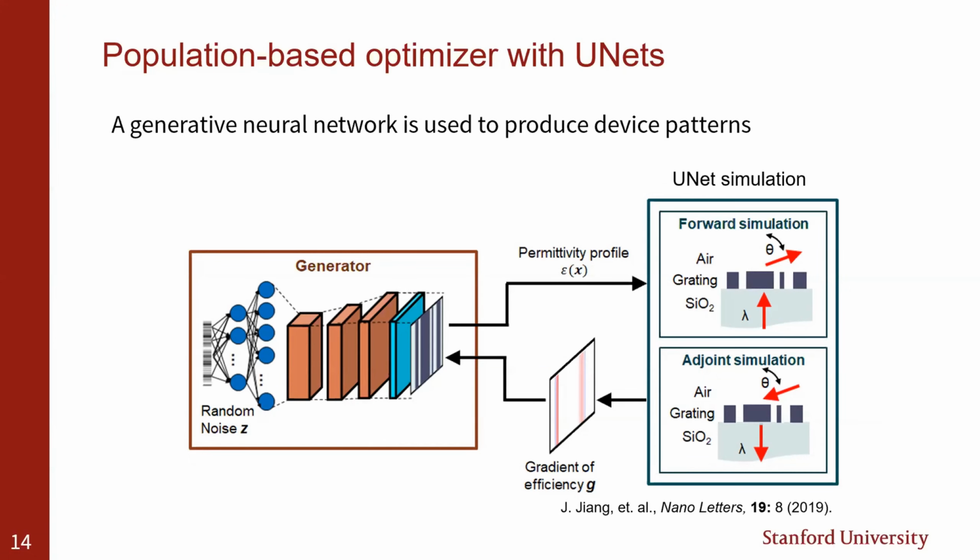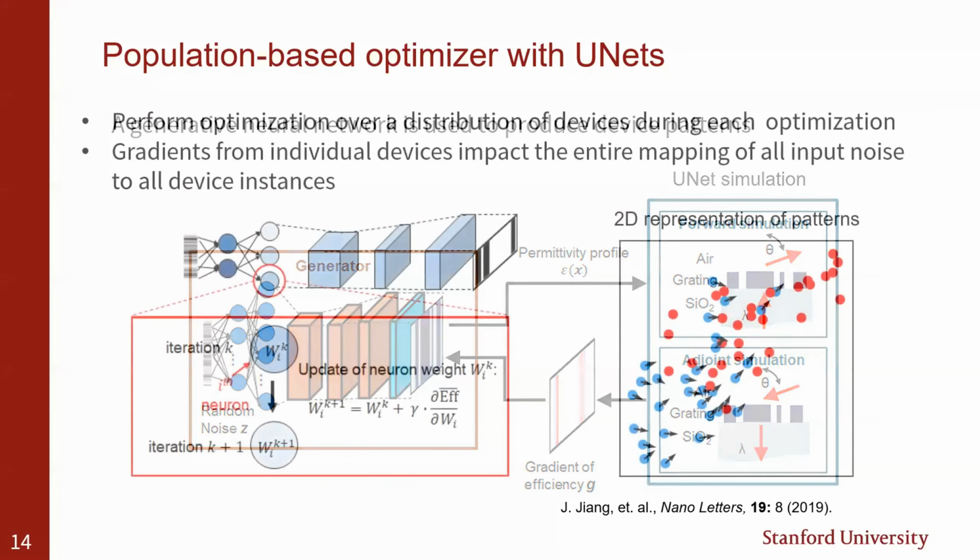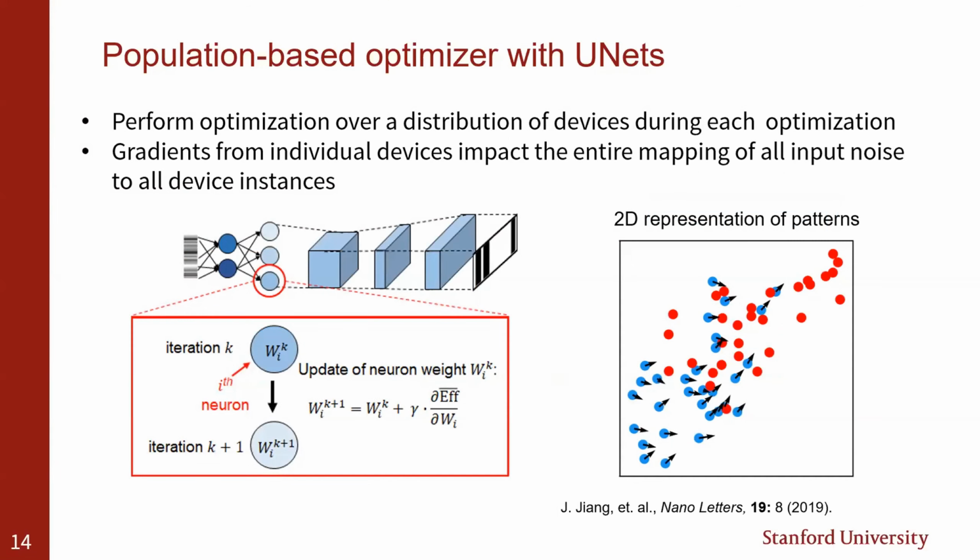Then forward and adjoint simulations need to be performed for each of the devices to calculate the gradients. And instead of updating individual device patterns in each iteration, the generator updates the device distribution by backpropagating all their adjoint gradients to update the network weights. Since all different device patterns share the same generator, the generator knows the efficiencies and gradients of the whole device ensemble, so that the distribution of the generated devices evolves as a group, as shown on the right.